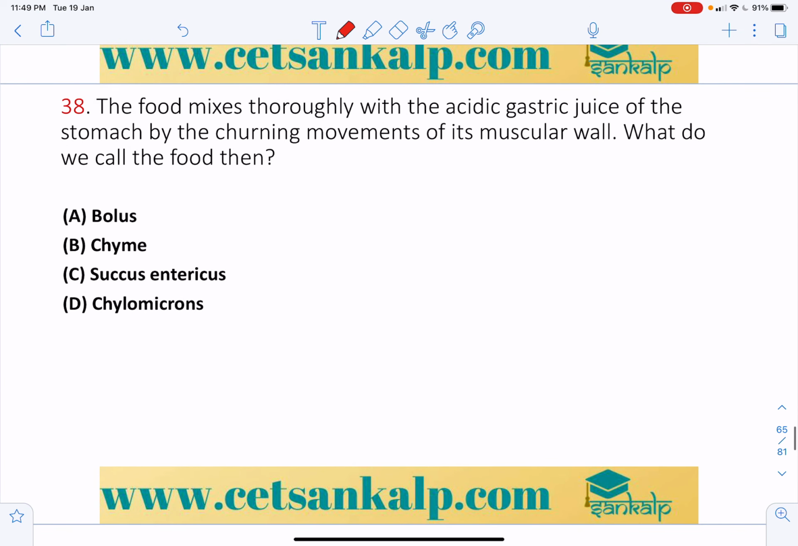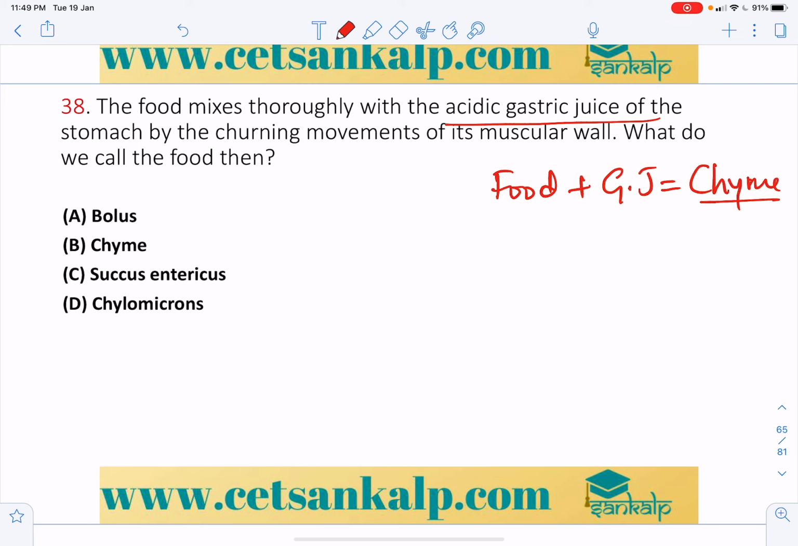Next question: food mixes thoroughly with acidic gastric juice. What is the meaning of acidic gastric juice? Food plus acidic gastric juice, we can say chyme. So that is the acidic gastric juice of the stomach mixing by churning movement.